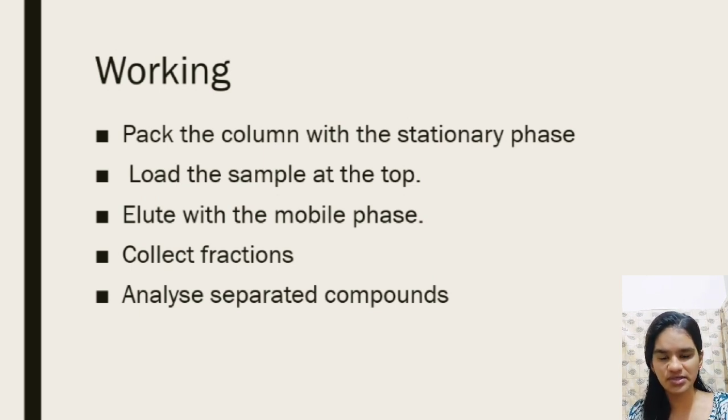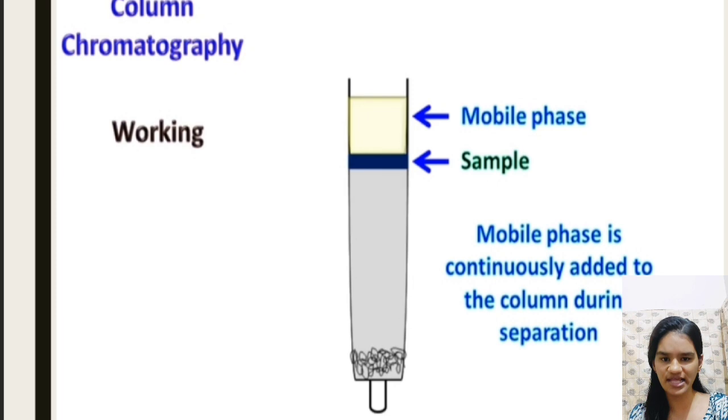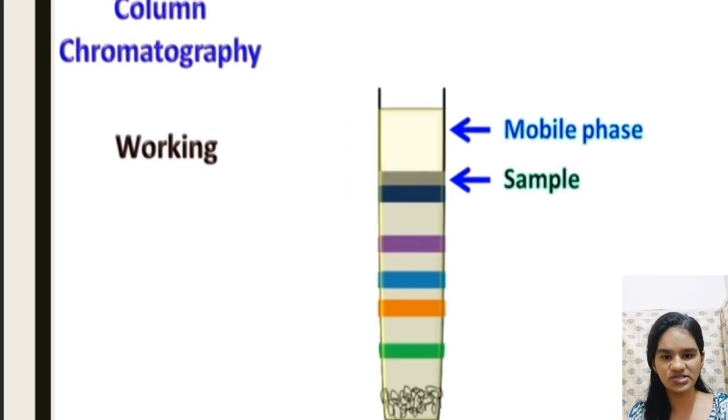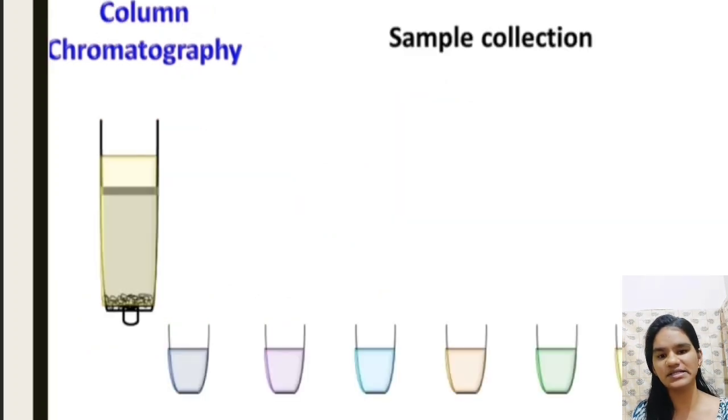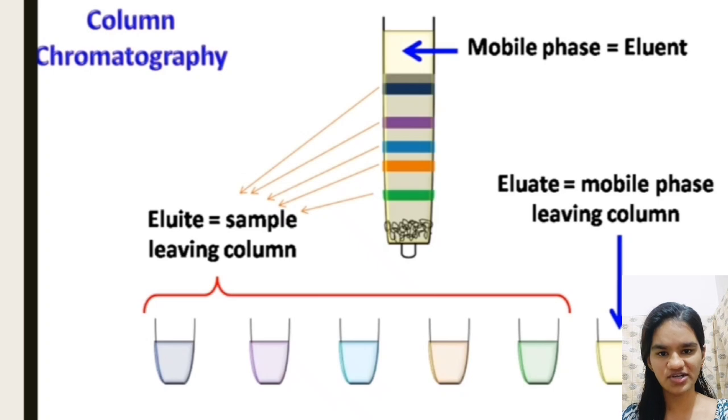Separation occurs due to the differences in the interaction with the mobile phase and the stationary phase. The molecule which is more interactive towards the mobile phase will elute first, and the sample which is more interactive towards the stationary phase will elute last, and the samples are collected separately. The mobile phase leaving the column is called the eluent, and the sample leaving the column is called the eluate.